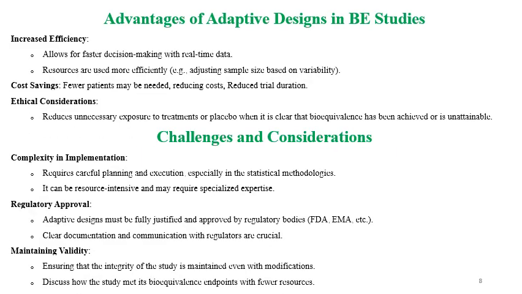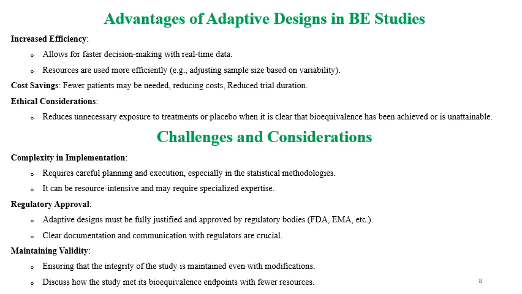Advantages of adaptive designs in the BE studies. So certainly there are many advantages, like it allows for faster decision making using the real-time data. So it improves the efficiency. It improves the utilization of resources. Resources are used more efficiently in the study designs. Example, adjusting sample size based on the variability. Cost savings. Fewer patients may be needed, reducing cost, reduced trial duration. So cost and time can be saved by adaptive designs.